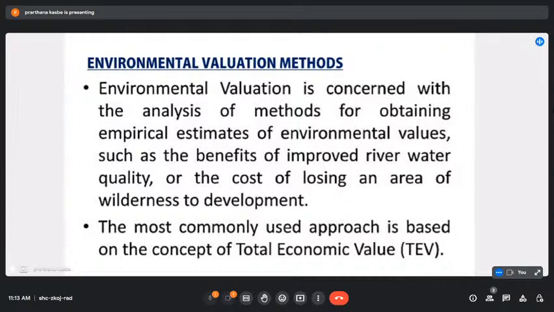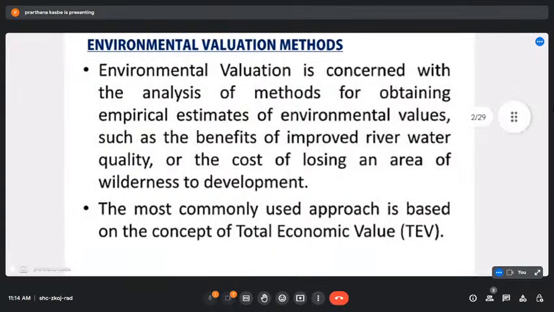So the environmental valuation method is concerned with the analysis of methods of obtaining the empirical estimate of environmental values, such as the benefits of improved river water quality, or the cost of losing an area of wilderness to development. The most commonly used approach is based on the concept of total economic value.